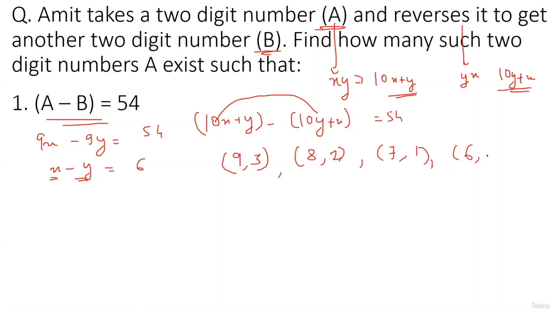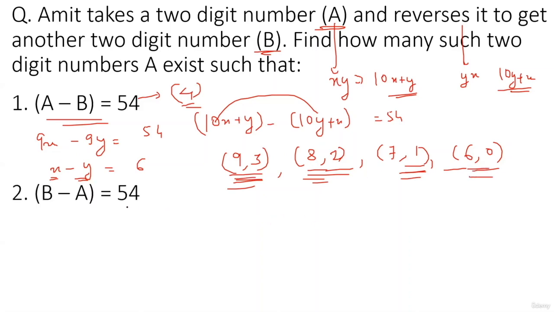And last is taking x as 6 and y is 0. The difference is 6, right? So these are the 4 possible values of x and y. And accordingly, how many such two-digit numbers exist? There will be 4 such two-digit numbers, right? 93 ले लो, 82 ले लो, 71 ले लो, 60 ले लो, right?